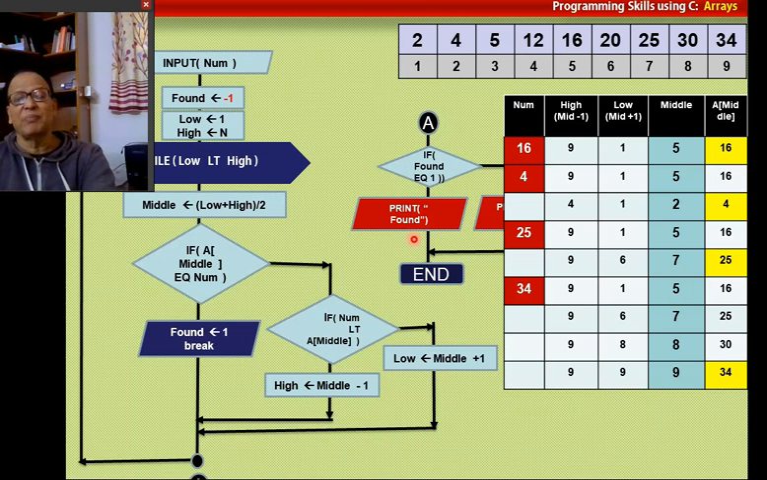Now, your effort would be, say, to take 50 as the number, right? Take 50 here, and go through the whole process again. You have to go through the whole process, and you find that at one point, low is going to become greater than high. Actually, instead of less than, it is less than or equal to high. Then you come out of the loop, and then you say it is not present.